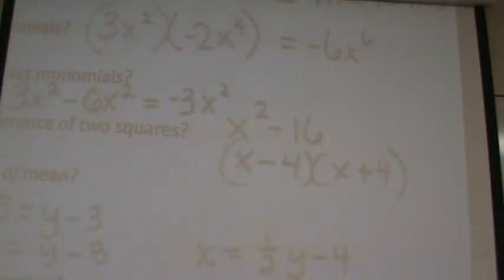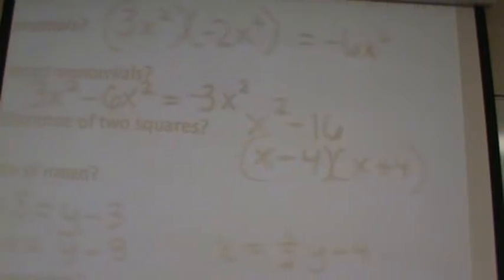Difference of two squares has to be a minus sign, and you factor it with plus or minus. It's the conjugate. It's like you have one and then you do the opposite of that one. Yes, yes.